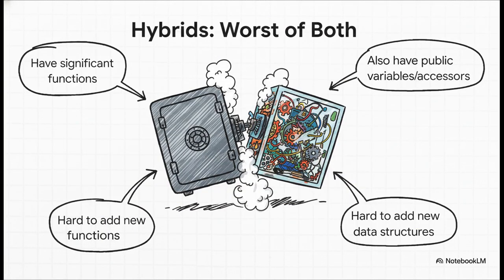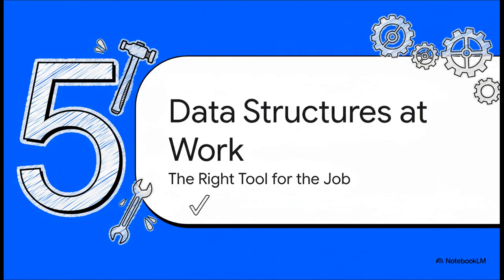Yep, these are hybrids. The worst of both worlds. They try to do everything. They have functions that do important stuff, like an object, but they also expose all their internal variables, like a data structure. And what's the result? Well, you get all the drawbacks and none of the benefits. It's hard to add new functions, and it's hard to add new data types. It's the worst of both situations. Just avoid them.